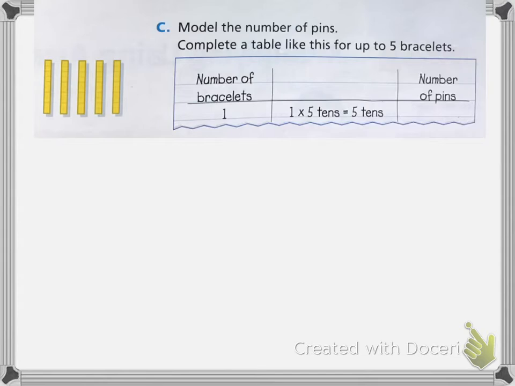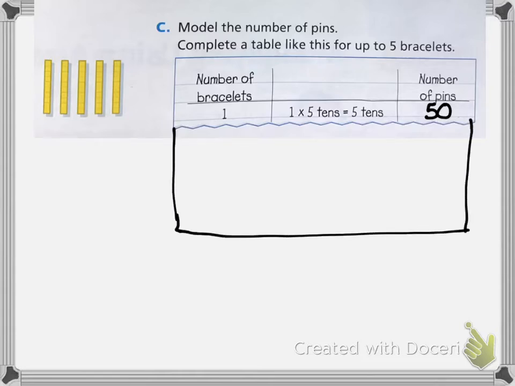Okay, now she needs to figure out the number of pins. The number of pins was different. For 1 bracelet, she needs 50 pins. So we need to continue this table. Remember, we did a bunch of work with tables a long time ago. Seems like a million years ago.